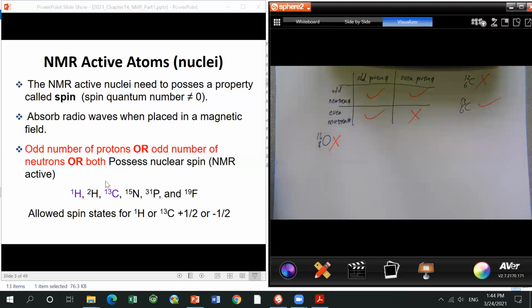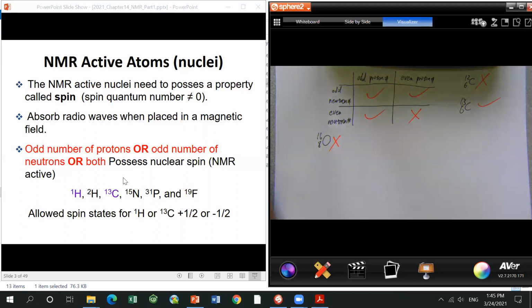Some other common NMR active nuclei shown here are nitrogen 15, P31, and fluorine 19. One last question: carbon 14? Yes, carbon 14 is also NMR inactive, because carbon 14 has 6 protons and 8 neutrons, both even, so it is NMR inactive.